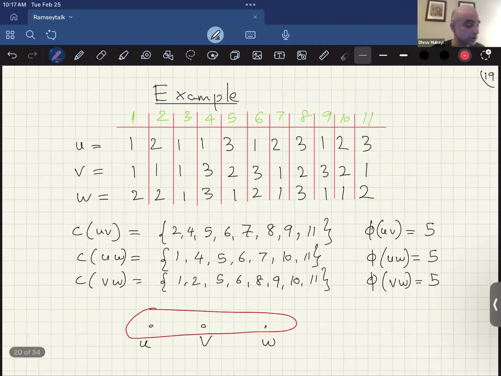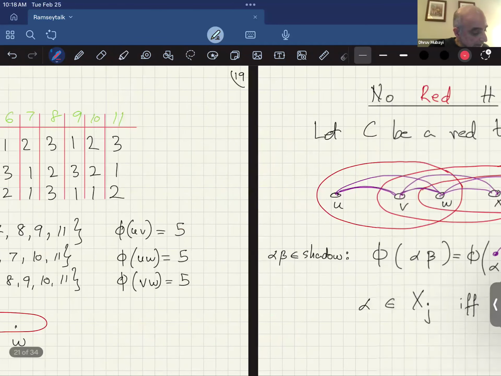Let me just show you a quick example. So here you have 11 coordinates. Here I gave you UVW. I wrote down what C of UV is, so these are the coordinates in which they differ. Like 5 is in here because they all are different in 5. So I write down all the coordinates that they differ in. I pick a random number in each of these sets, and if those 3 random numbers are the same, I make it red. In this case, I picked 5 for all 3, and so I made it red. Okay, so that's the construction.